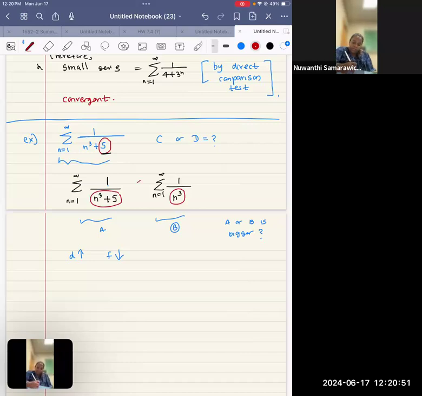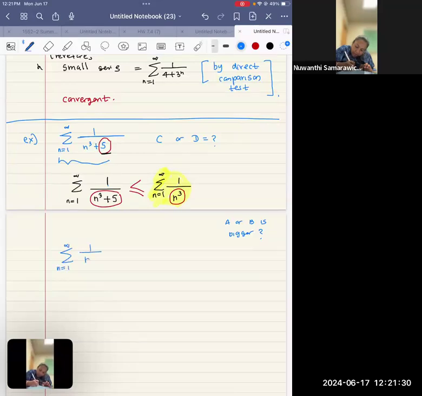So that means we can have an inequality: A is less than or equal to B. Okay, now the next step is we are going to find the convergence or divergence of this series and compare with our other series. Now let's write that series that we are going to compare.